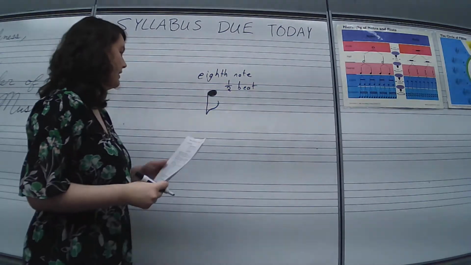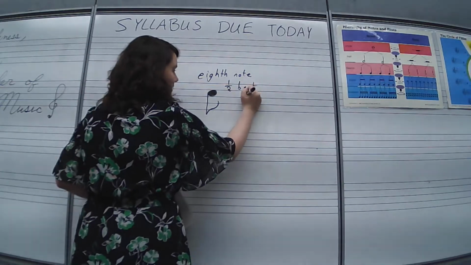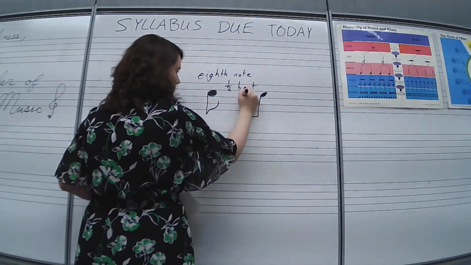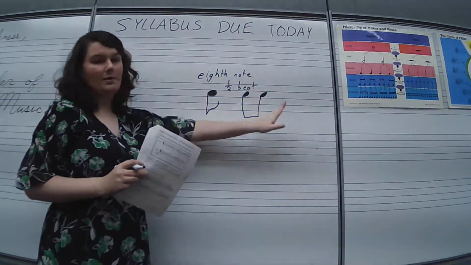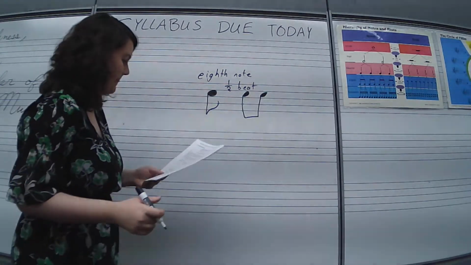There are two ways to write it. You can write it by itself like this, or if it has another one it's connected to, it's going to look like this. Those are 2 eighth notes together. 2 eighth notes, 2 halves equals 1. That's a quarter note if you put those together and combine them.